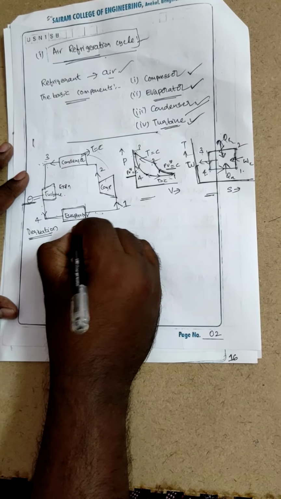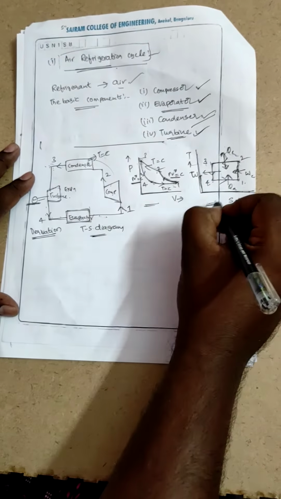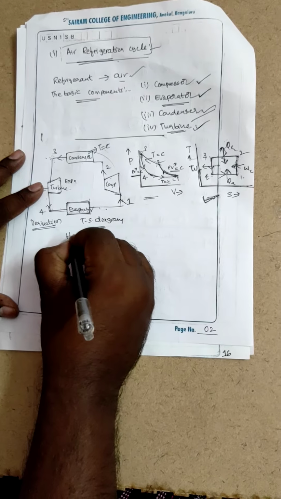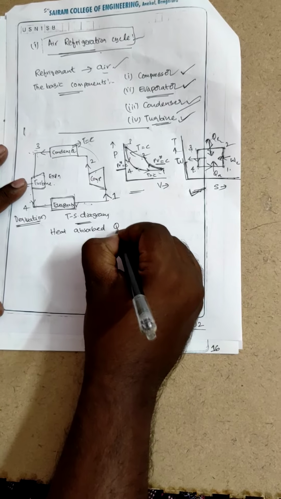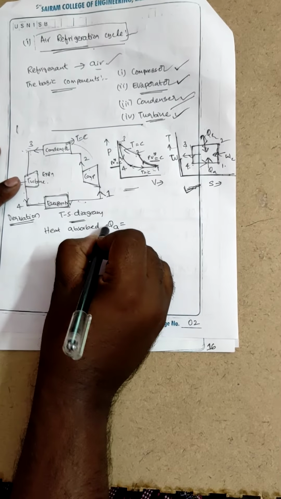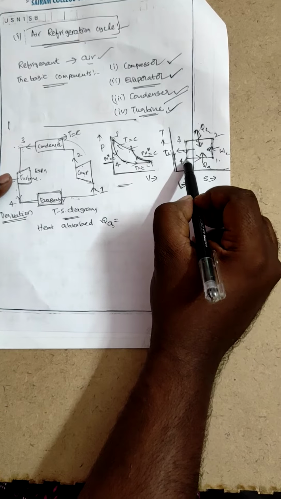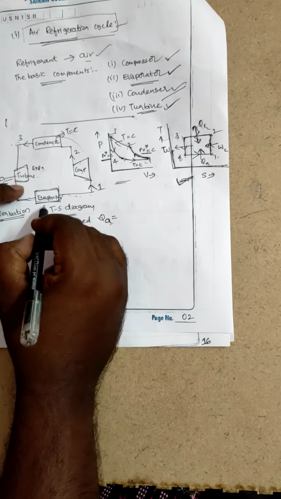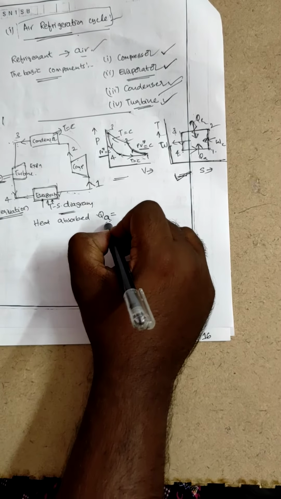From the TS diagram, first let us take the TS diagram. For our derivation, we'll take this diagram into consideration. First is heat absorbed, which is equal to QA. Heat absorption takes place during the 4 to 1 process, so heat is absorbed by the refrigerant. So how can we write QA?